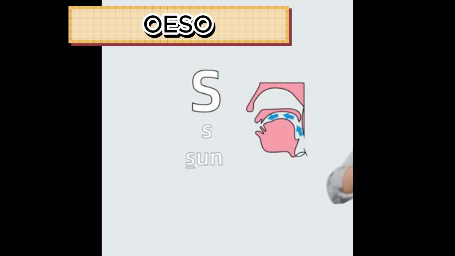Moving on to the sound s. It is similar to the s sound in the English word sun. Simply position your tongue close to your front teeth and release air smoothly. S, s, s.